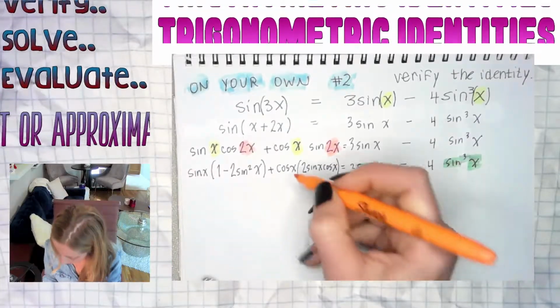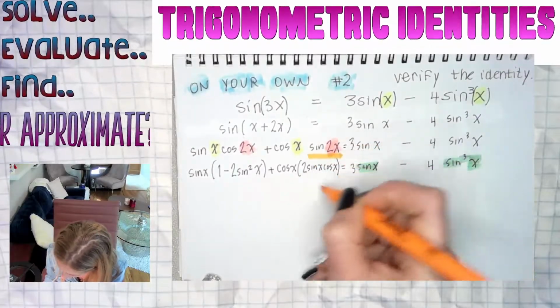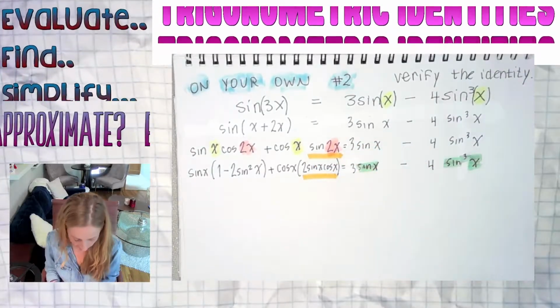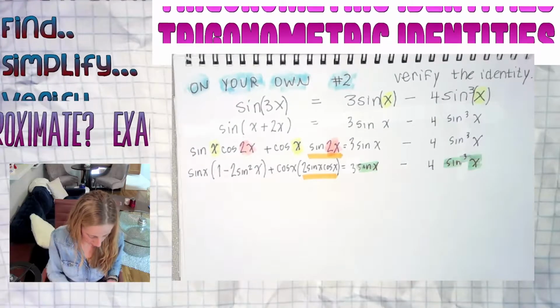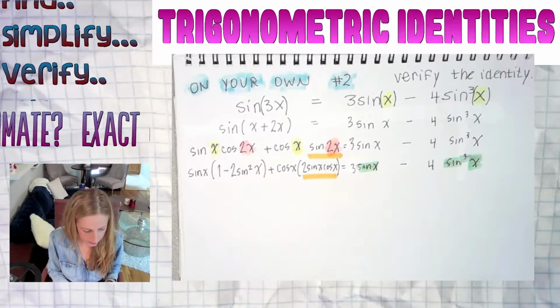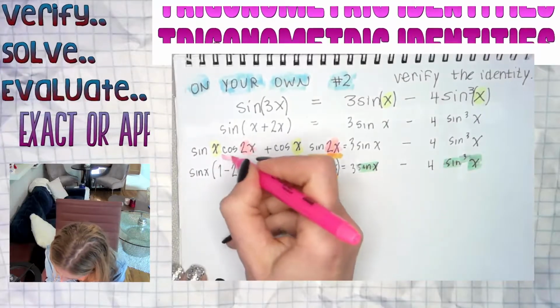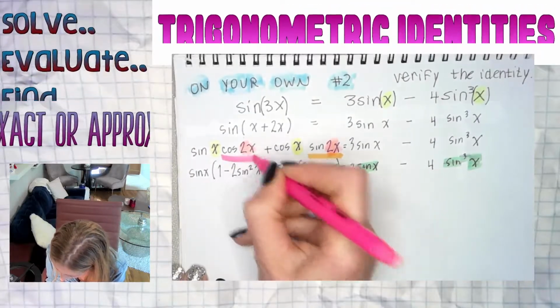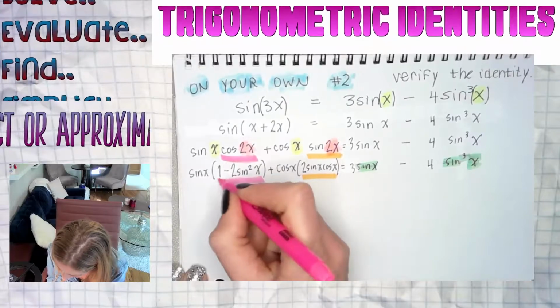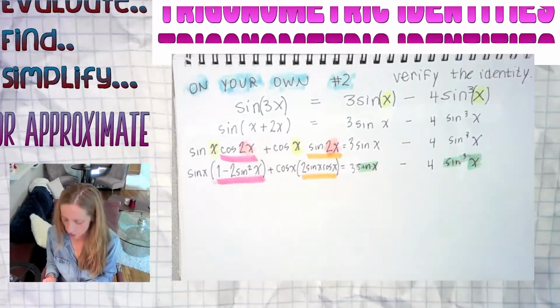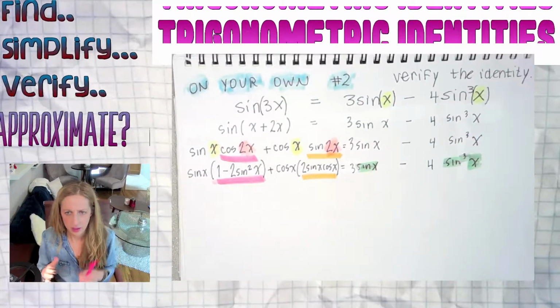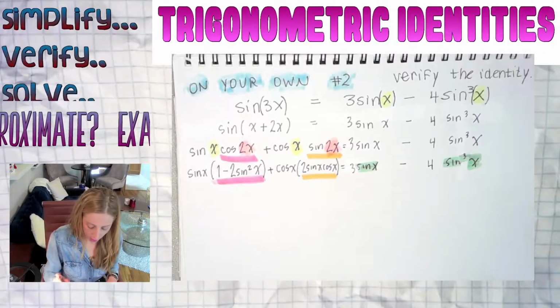Okay, so this sine of 2x got replaced with that identity. We had one choice and only one choice. And this over here, cosine of 2x got replaced with 1 minus 2 sine squared x. Okay, other guys, they just sort of stayed the same.